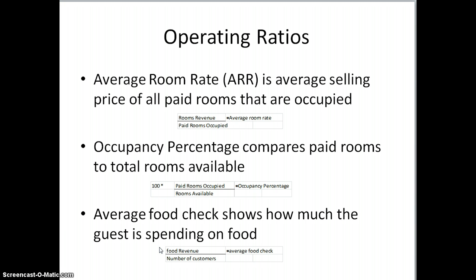Next they have average food check, which shows how much the guest is spending on food. So you take food revenue divided by number of customers. Usually in a hotel setting, the food is marked up a great deal. So this food revenue can be a good source of revenue for the hotel.